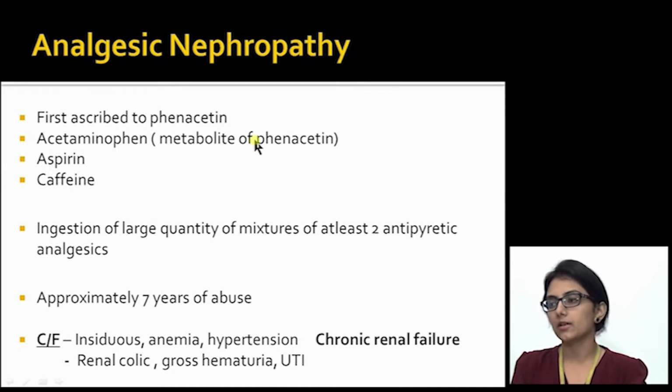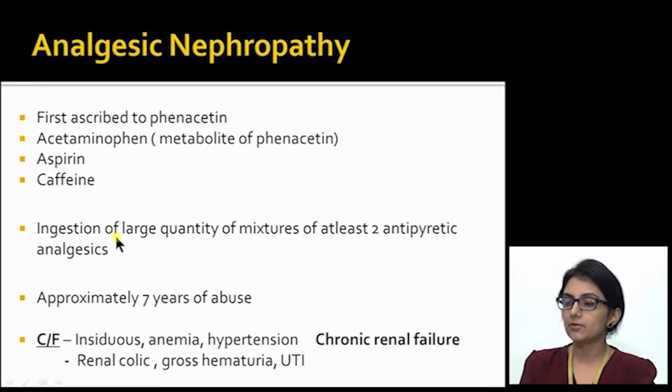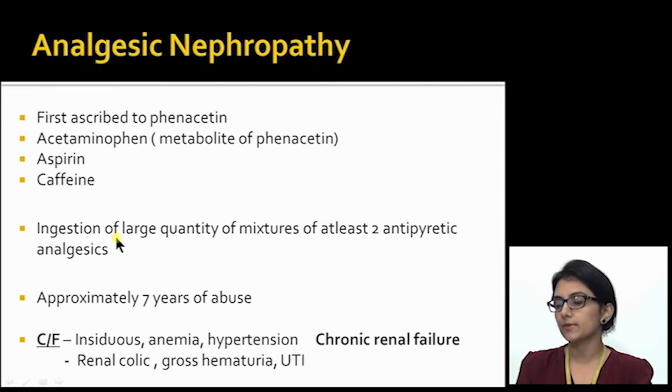Now we move on to another very classic involvement of the kidney and the tubulointerstitium in the form of analgesic nephropathy. This was first described to phenacetin. It's also been described with acetaminophen, which is a metabolite of phenacetin, aspirin, and even caffeine. The difference from an acute drug-induced hypersensitivity type of interstitial nephritis here is that this one does require large amounts of antipyretics, usually a mixture of at least 2, and for a longer duration. Usually it's 7 years of abuse, which is required for a person to develop an analgesic nephropathy.